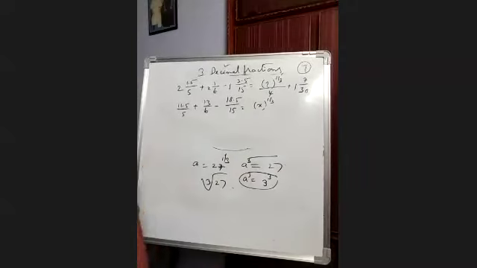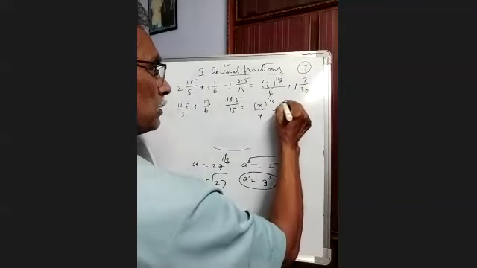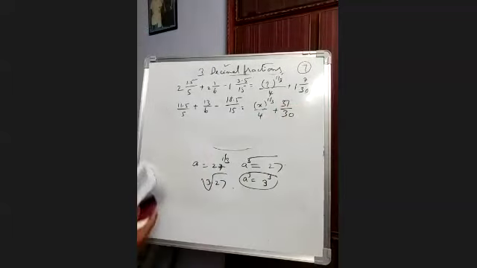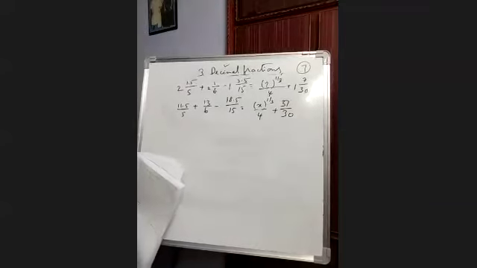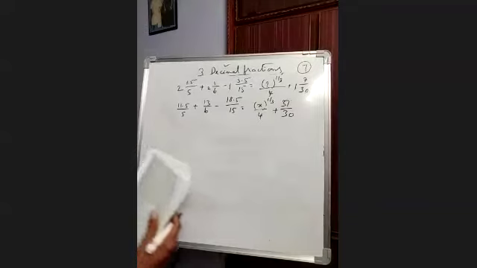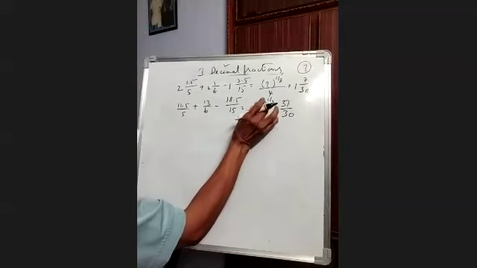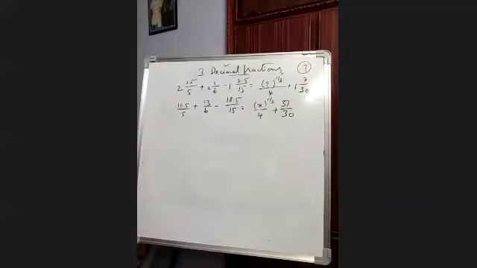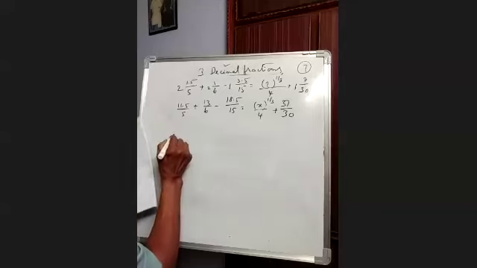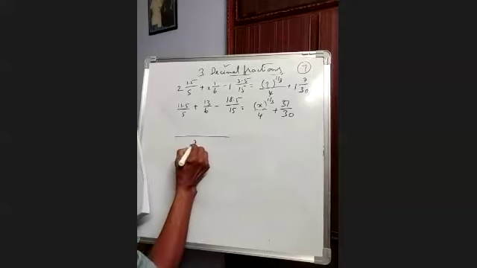So x to the power of 1 by 3, that means cube root of x, by 4 plus 37 by 30. Now try to lessen the steps. So bring this to the left side, that means mainly the x portion. Otherwise, take the LCM also. 30 LCM here.